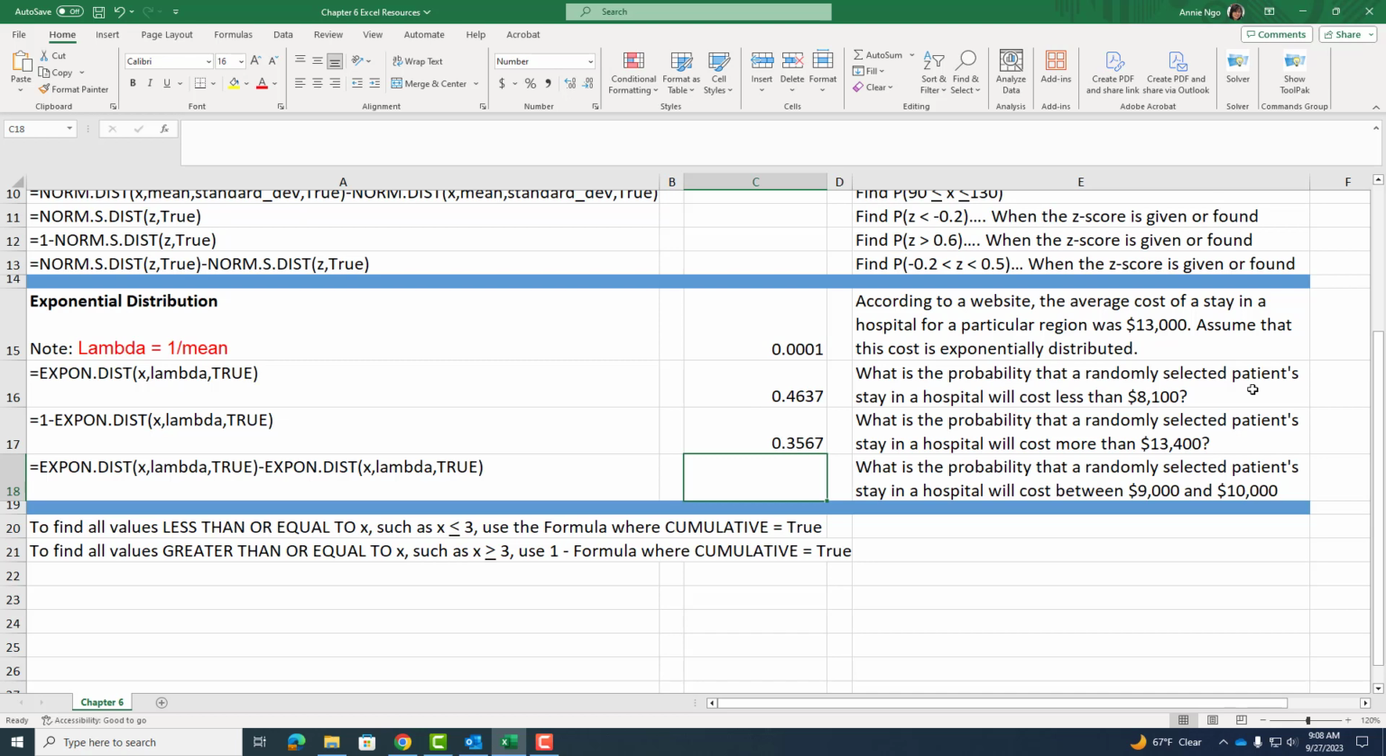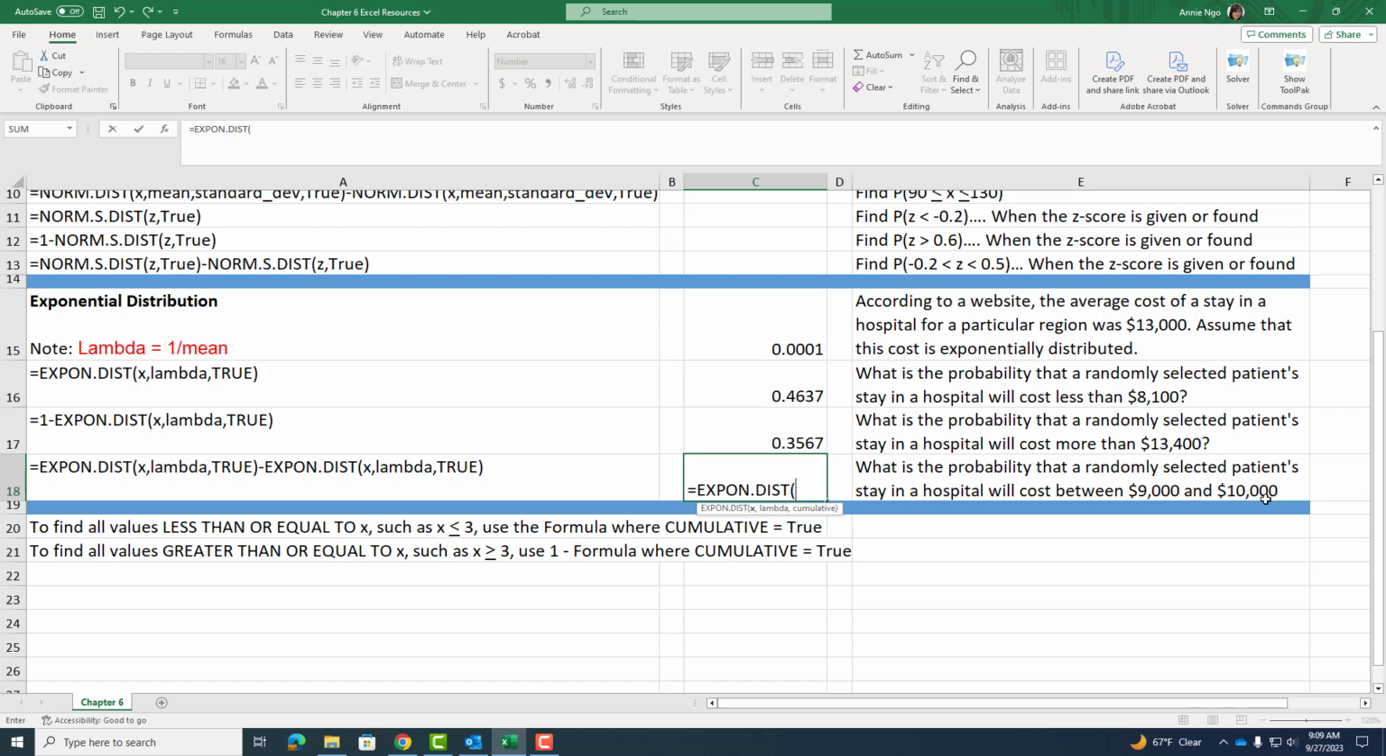Now, here's the last example. What's the probability that a randomly selected patient's stay in the hospital will cost between, that's your clue, that we're working with two x's, the word between, $9,000 and $10,000. So we're going to find our double formula of EXPON.DIST, and I'll type in equals EXPON.DIST, parentheses. Now here's the thing, because I'm working with two x's, we always put the bigger x first.